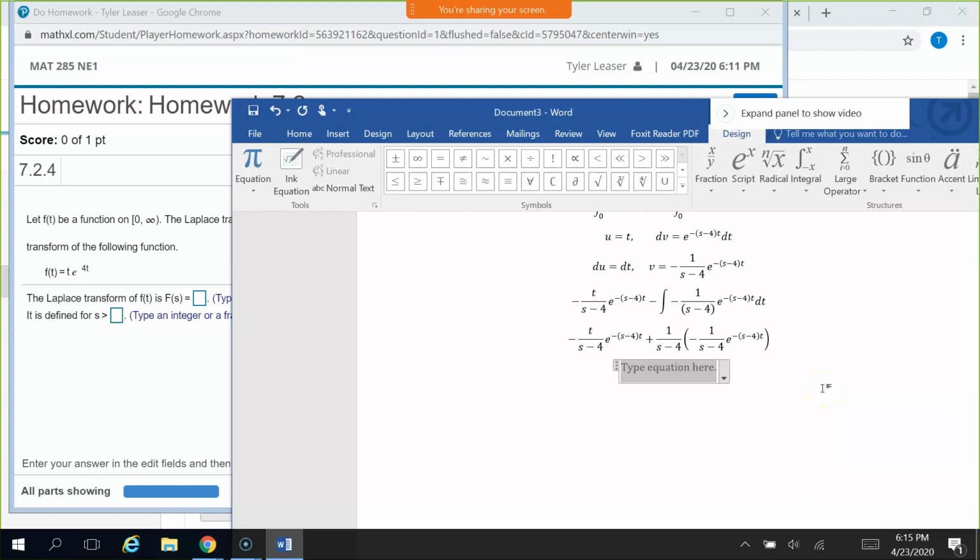Okay, and now we still have to do the limits from 0 to infinity. So just copying it down one more time and cleaning it up just a little bit more.